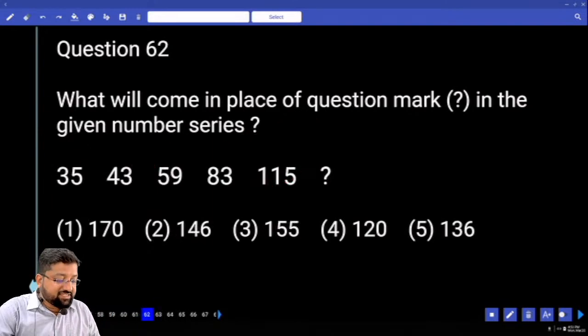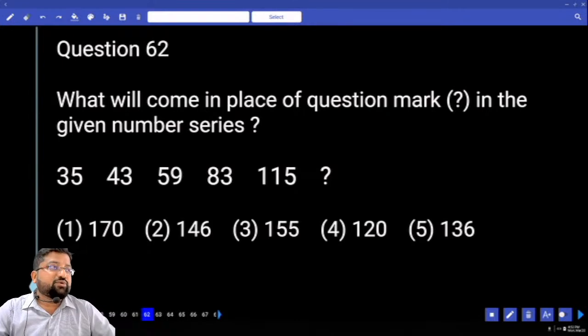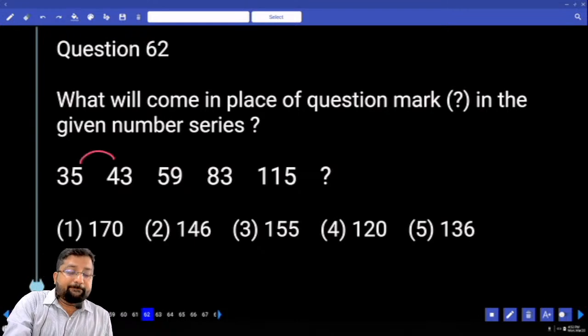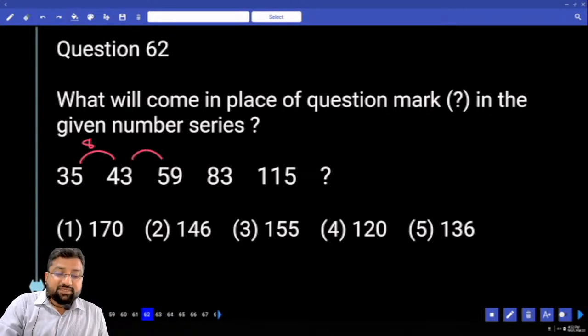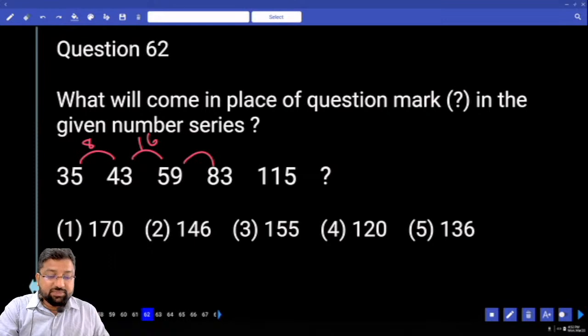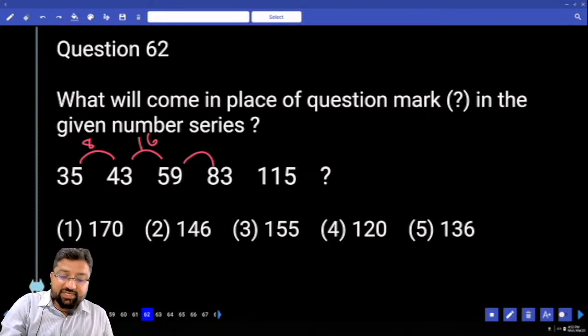Next, increasing or decreasing? Increasing. Huge increase or gradual increase? Gradual increase. Very slow increase. What will I try to do? I'll go with the differences. What's the difference here? 35, 43. 8. How much is this? 16. How much is this? 24.